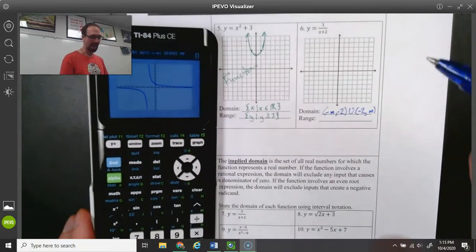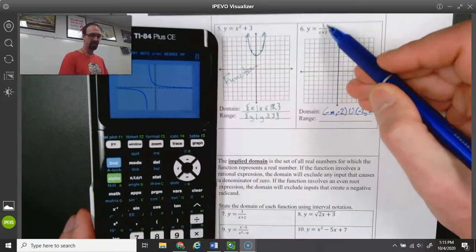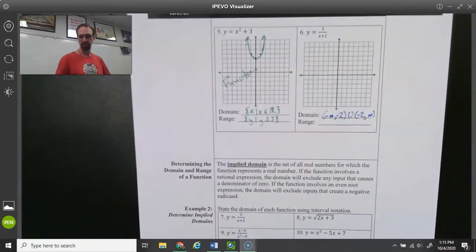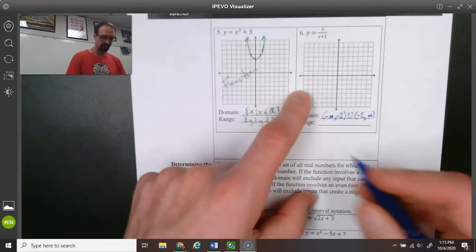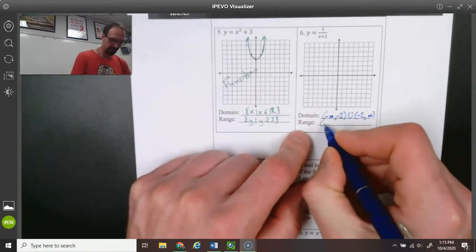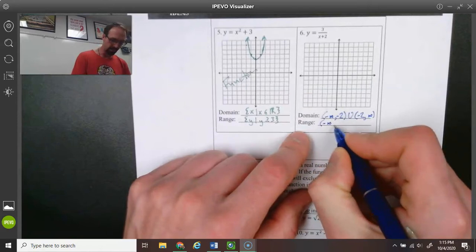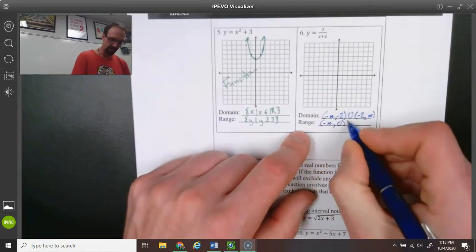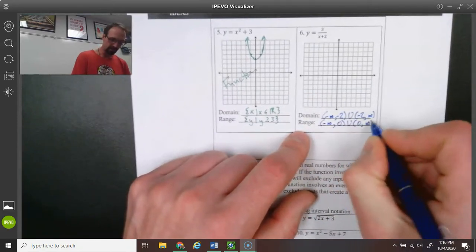And this graph actually will never touch the value of 0. I can't have the y value be 0. That's because there's a 3 here, and because there's a 3, I can't get 0. Remember, to get 0, it'd be 0 divided by some number. So it actually will never have a value of 0 as well. So for your range, it'll be from negative infinity to 0, non-inclusive, union 0 to infinity.